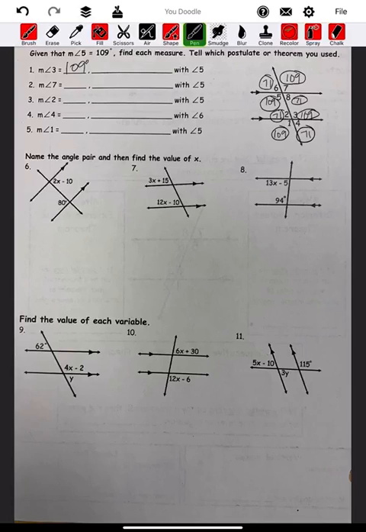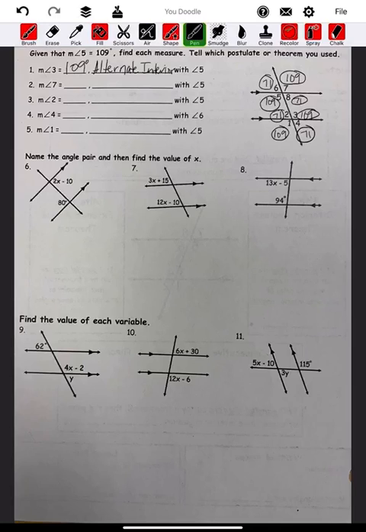This blank right here is the theorem that applies. So that is going to be alternate interior, because angle 3 and angle 5 are on opposite sides, but they're both inside. So that's why angle 3 is going to be 109, because remember, alternate interior angles are congruent.